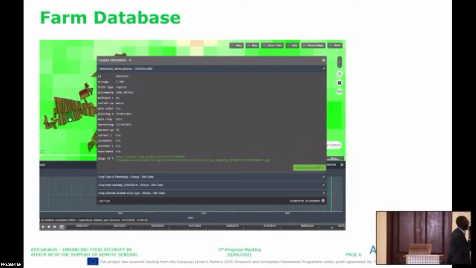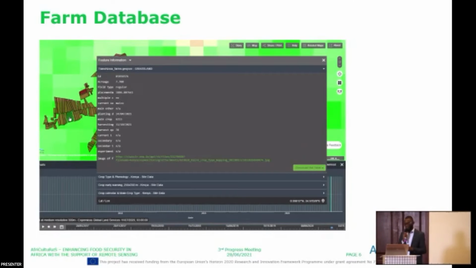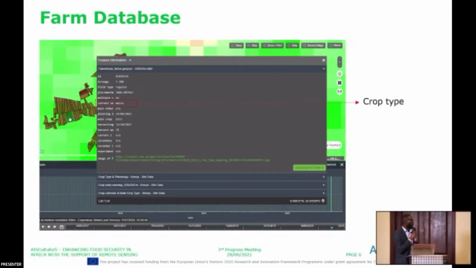I believe we've seen the platform, and one thing that is really captivating about it is that you can add your own data to this platform.